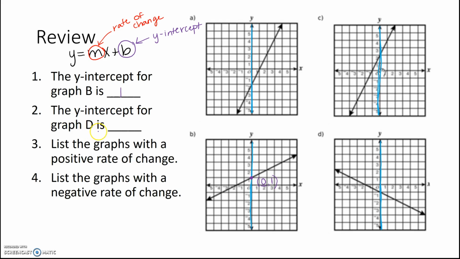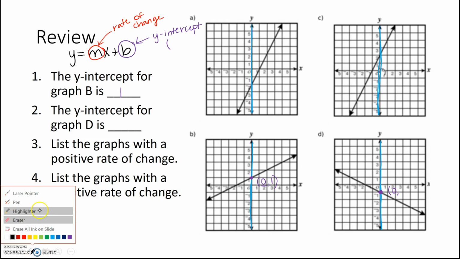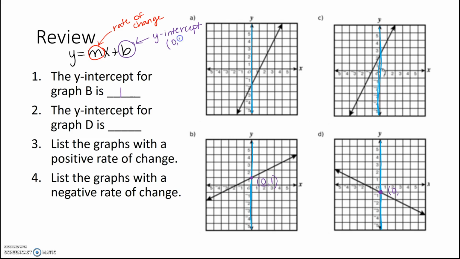Okay, now it says the y-intercept for D, so I'm going to go to D, and I'm going to go along my line, and I'm going to stop when I hit the blue line, and I hit the blue line right here, which is at 0, of course. Every single y-intercept has an x of 0. So it's at 0 comma negative 1. So the y-intercept there is negative 1.